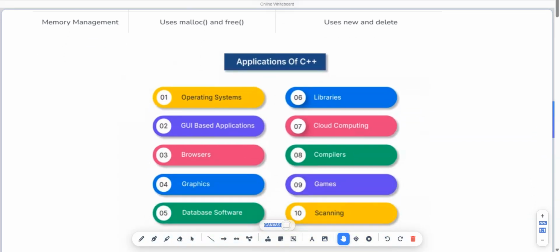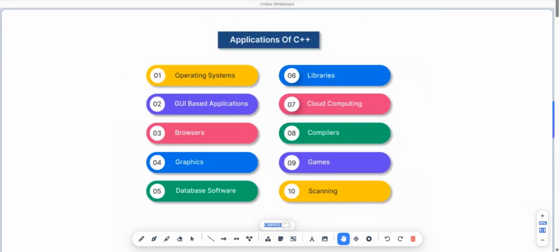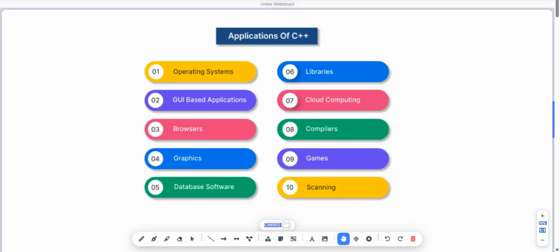Okay, here you can see the applications of CPP. There is a wide variety of applications. You can see these are used in operating systems, browsers, graphics, database, software, libraries, cloud computing, compilers, games, and scanning. GUI based applications also. These are some of the applications of CPP. There is a wide variety of applications as it is an object oriented programming. Java is also an object oriented programming. Okay, these help us to create some real life applications.